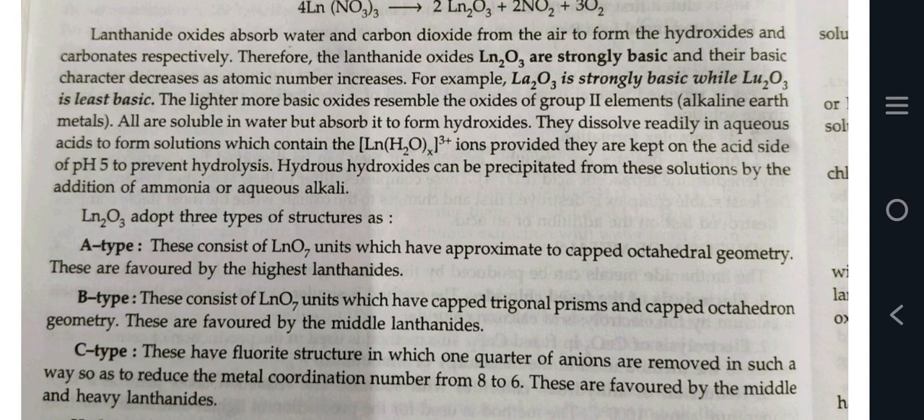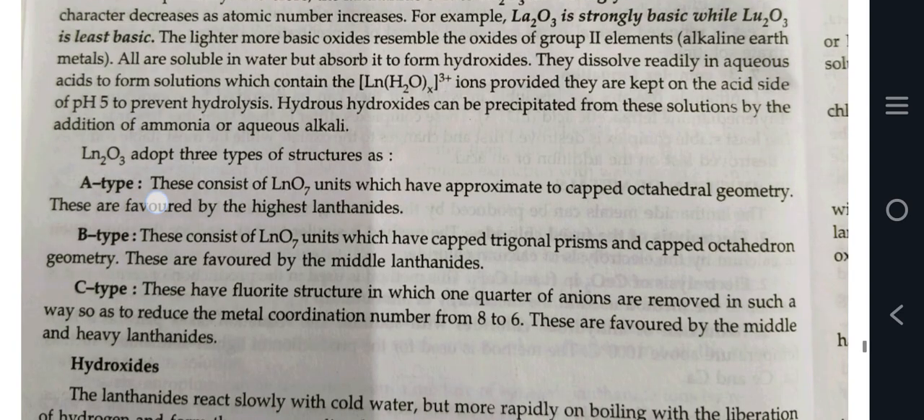Ln2O3 adopt three types of structures. A type: these consist of LnO7 units which have approximately capped octahedral geometry. They are favored by the lightest lanthanides. B type: they consist of LnO7 units which have capped trigonal prism and capped octahedral geometry. They are favored by middle lanthanides. C type: they have fluorite structures in which 1/4 of the anions are removed in such a way as to reduce the metal coordination number from 8 to 6. These are favored by middle and heavy lanthanides.